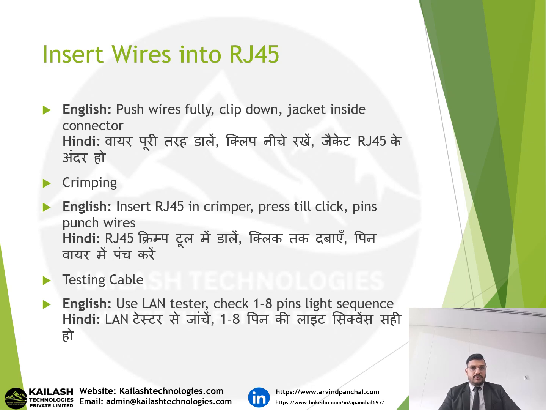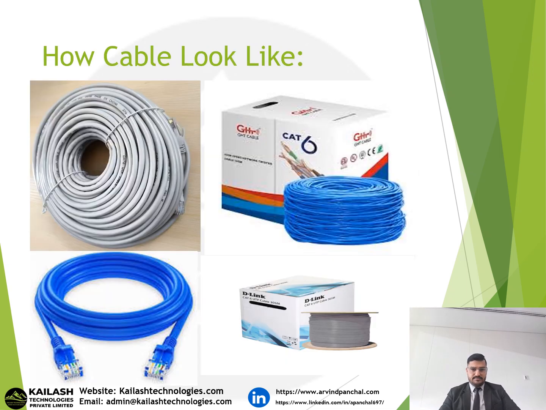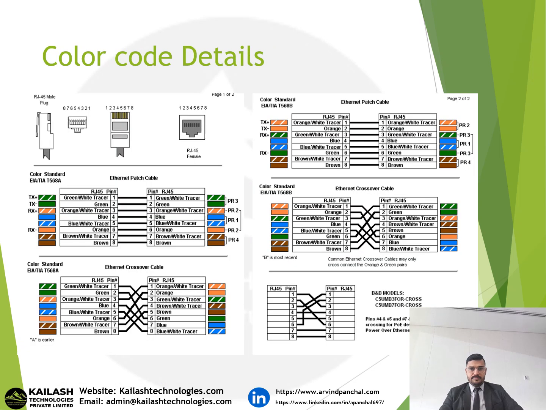Then insert the wire into the RJ45. You insert all 8 pin wires inside the connector. Then you crimp it by using the crimping tool. And then you can test it with a cable tester. This is how the cable looks, the patch cord in blue color. You can see this is the old Cat 6 wire. This is how the bundle looks.